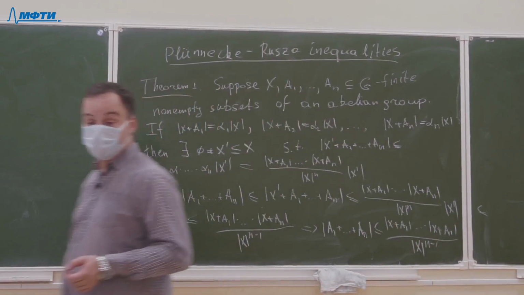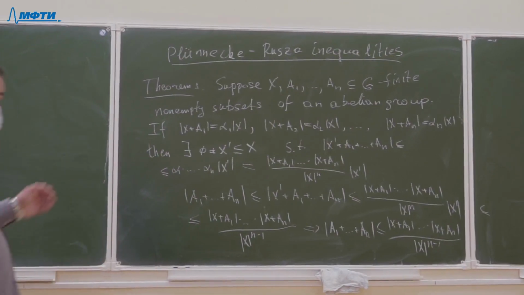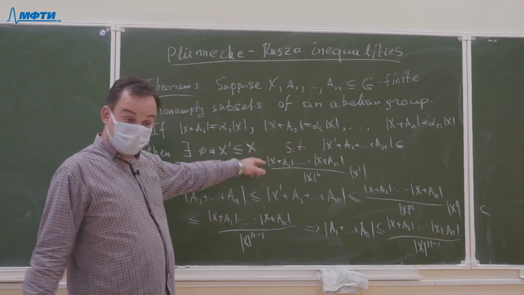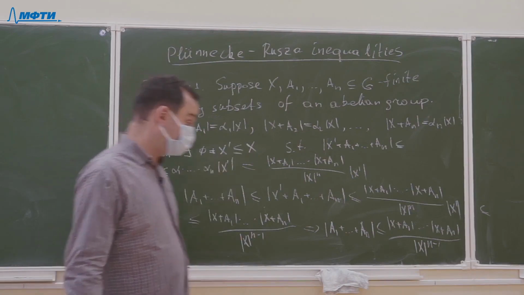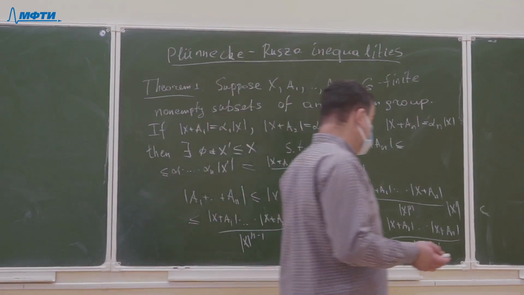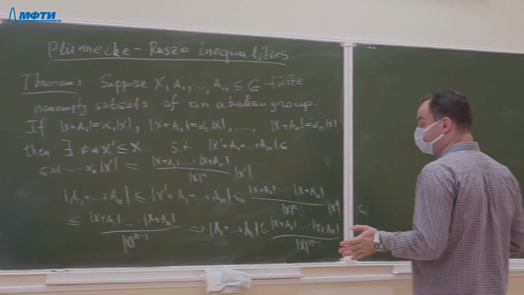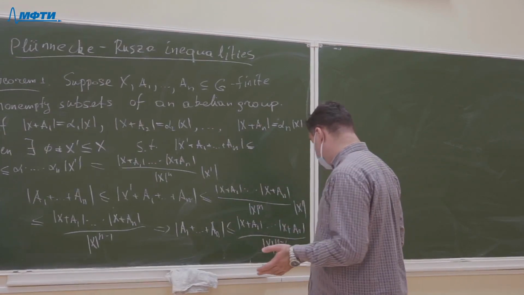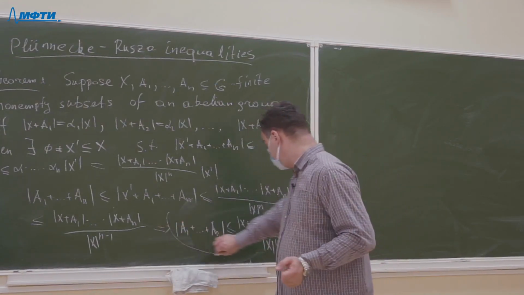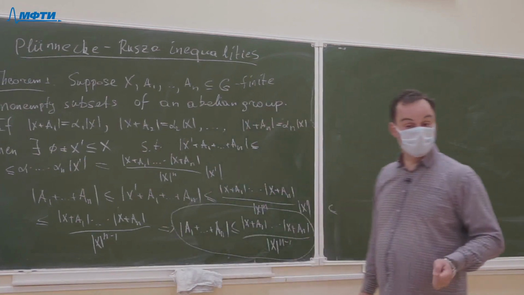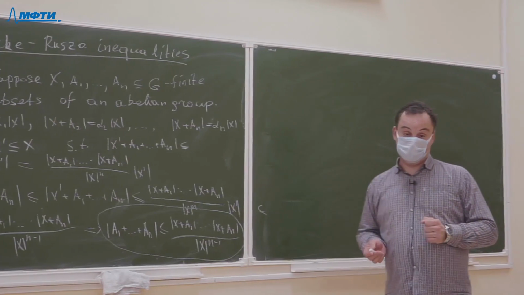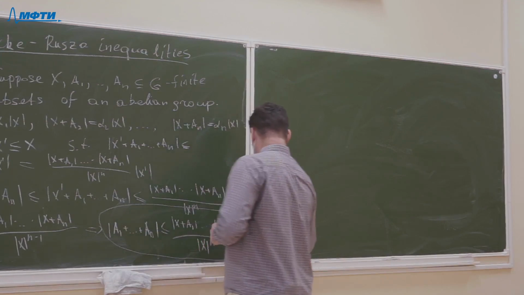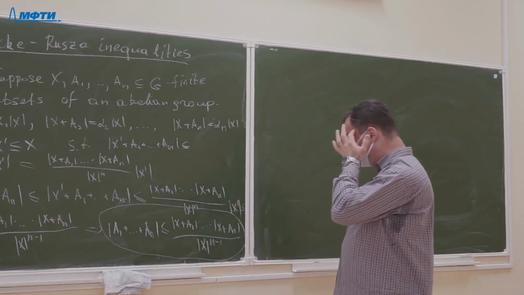But this is simply a corollary of this one. So we'll prove this version, and this follows from that version. Well, okay. What next? This is the most frequently used type of the Plunnecke-Rusza inequalities.